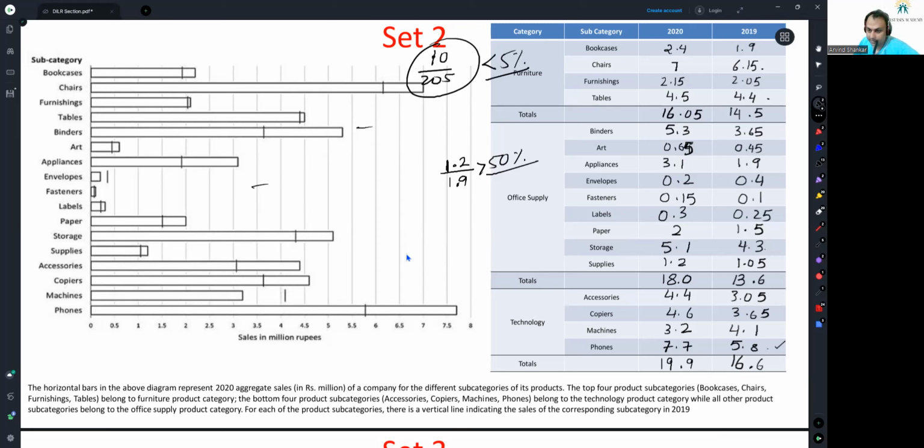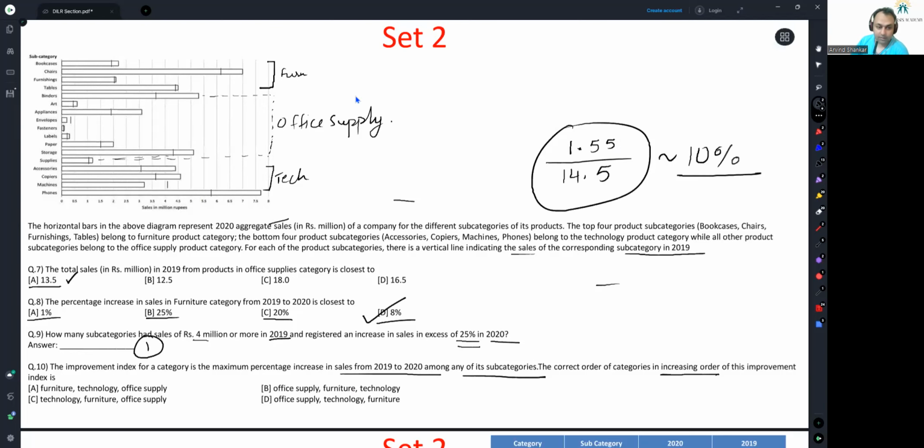Then let's look at accessories. Can you see for accessories itself, within technology, the change is greater than 5% most definitely, but it is less than 50%. So can I say this will be the middling value? This will be the largest value. This will be the smallest value. So my order in increasing order has to be furniture, technology, office supply, which is indeed the first option. And that is the entirety of this set.